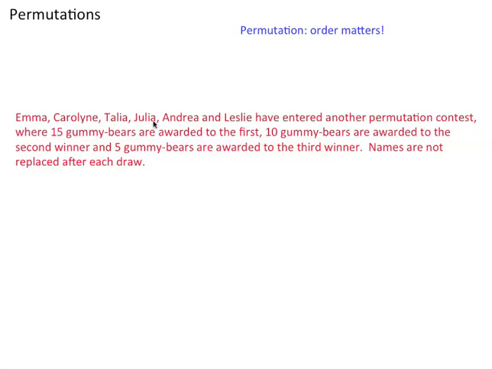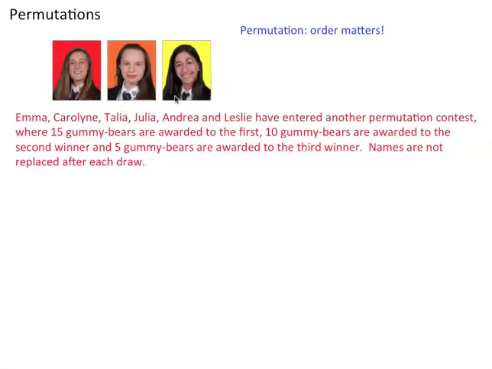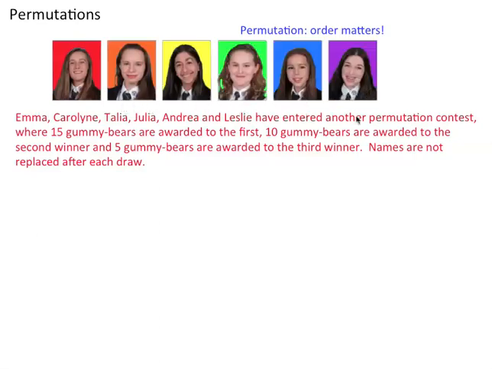All right, let's look at another example. Permutations, order matters. Okay, remember permutations. Emma, Caroline, Talia, Julia, Andrea, and Leslie have entered another permutation contest where 15 gummy bears are awarded to the first person, 10 gummy bears are awarded to the second winner, and 5 gummy bears are awarded to the third winner. Names are not replaced after each draw. Okay, so if you came in first, you can't come in second and third. Okay, so here we go. So that's Emma, Caroline, Talia, Julia, Andrea, and Leslie.